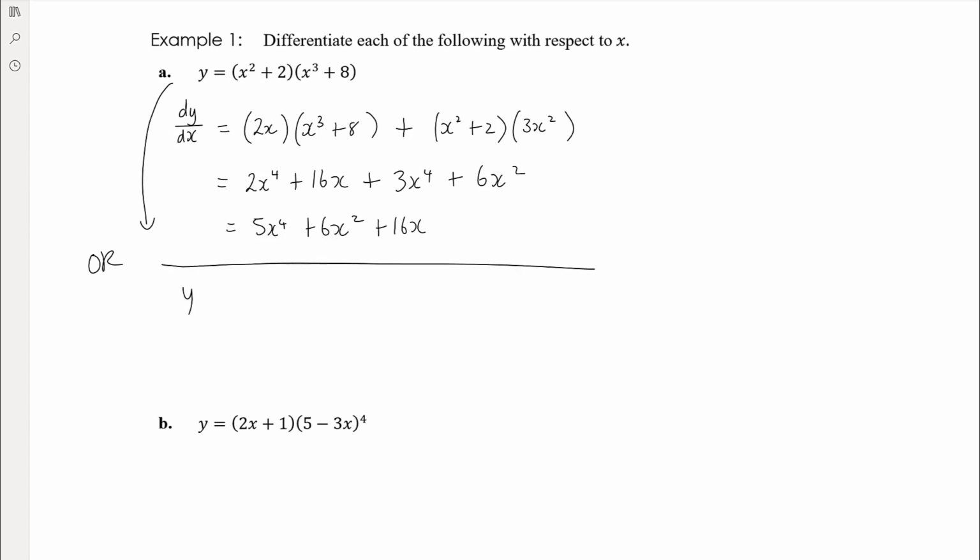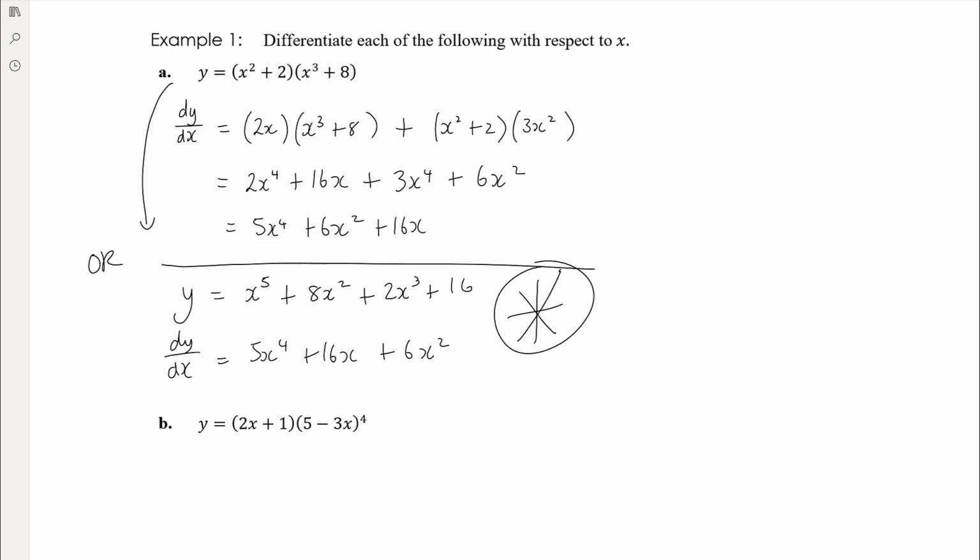However, if I had simply expanded the brackets beforehand, x squared times x cubed is x to the power of 5, plus x squared times 8 is 8x squared, plus 2 times x cubed plus 16, and differentiated that, 5x to the 4 plus 16x plus 6x squared, I get to the answer much more efficiently. So if you don't need to use the product rule, if you are in a position to be able to expand out the function so that the product rule is not going to be required at all, absolutely that would be the choice. Okay, so this would certainly be the better option, the more efficient option here.